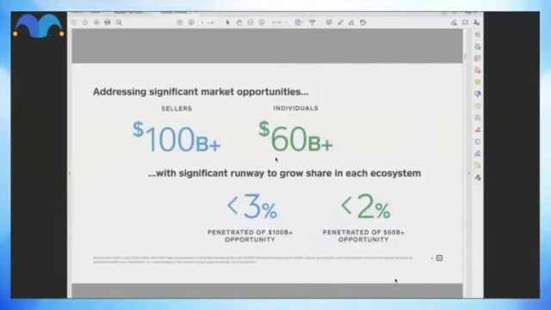So I really like how they get to the punchline in slide 5 right away. They talk about these two ecosystems, and they say the seller ecosystem is a $100 billion market opportunity, and the Cash App for these individuals here has a $60 billion market opportunity. And down here, the single digit penetration of these opportunities. So they talk a little bit about where they are with these and how they're going to grow.